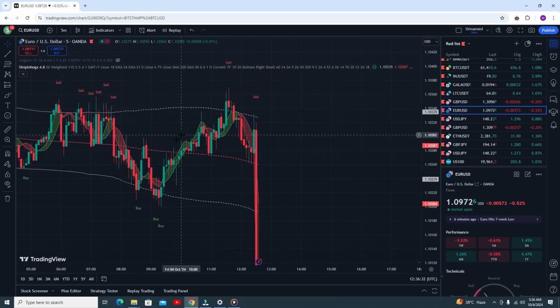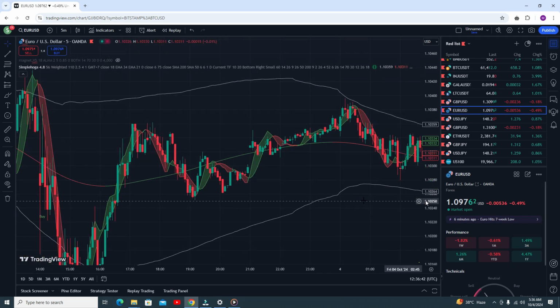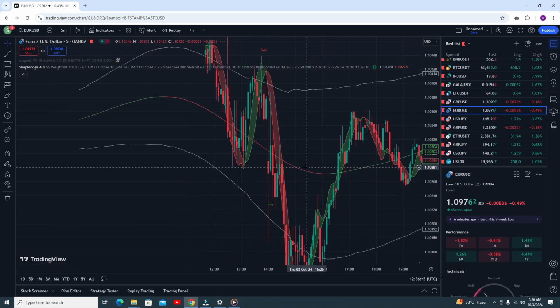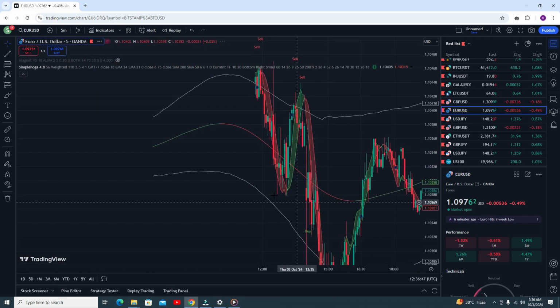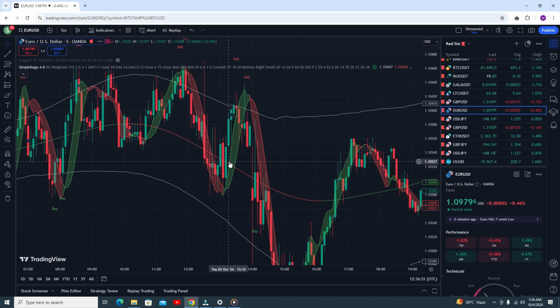First, here you can see there are band lines, three band lines. Okay, middle line, upper band line and lower band line, and there are a lot of buy and sell signals. You can watch it. There are a lot of buy and sell signals, and there are a lot of fake signals as well. So to filter the fake signals, we are using Magnet V5. Okay, but we discuss first Simple Hoga 4.